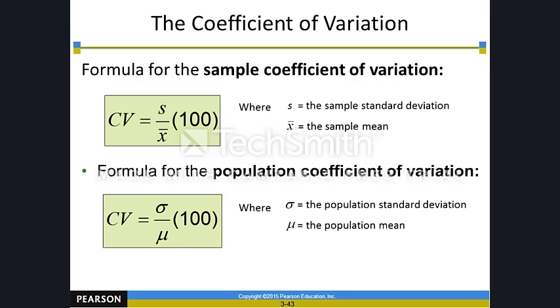So to do my coefficient of variation, it is what? It is my sample standard deviation divided by what? My sample mean times 100. For population coefficient of variation, it is what? The population standard deviation divided by the population mean times 100.